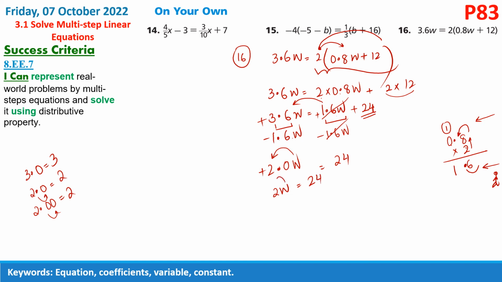Now what is happening with this 2? W, it is multiplying by the 2. So we divide to undo the operation. So 2 and 2 cancel. So we get W equal. Now 24 also goes in the table of 2. So 2 times 1 is 2. And what is the half of 24? It is 12. So our answer is 12 by 1.